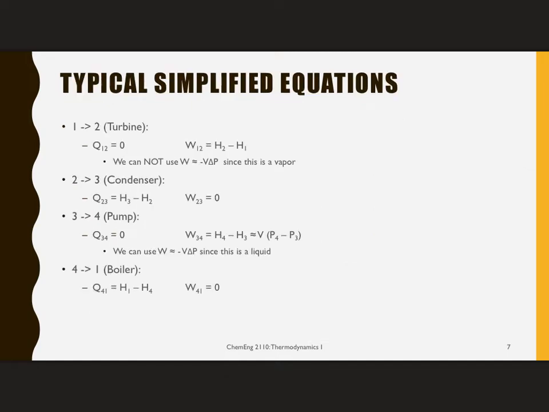Our equations that we're using as our basic model are going to assume that there is no kinetic or potential energy change throughout, or at least a negligible quantity. We're going to have no heat transfer at the turbine or pump. We're going to have no work at the condenser or boiler, and delta H is going to be used to estimate the work or the heat transfer for each of these. Now we do have an exception for the pump: we can estimate that with negative V delta P because it is a liquid and constant volume.